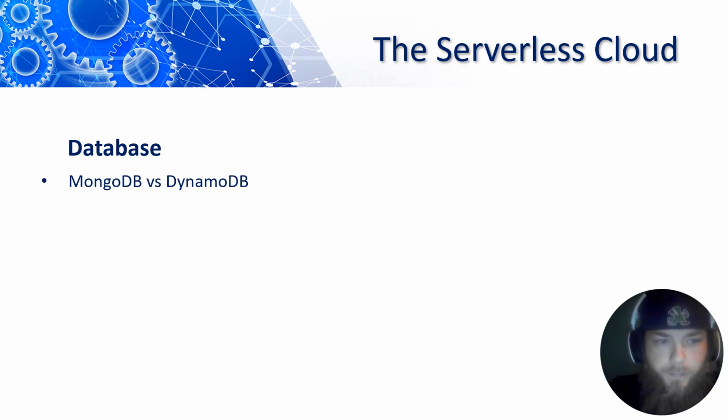Database. MongoDB versus DynamoDB. The best way to describe the differences in these databases is that they're pretty similar. They're both NoSQL databases. They both use key value pairs. The main difference that I can glean from the two is that DynamoDB is optimized for scalability, just like everything on Amazon Web Services, scalability.